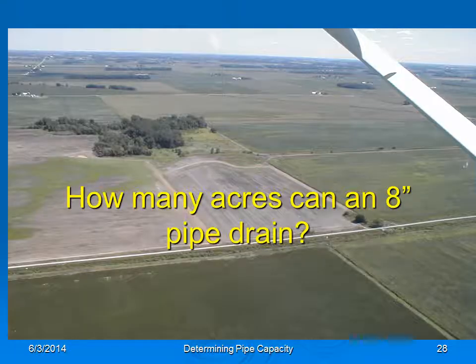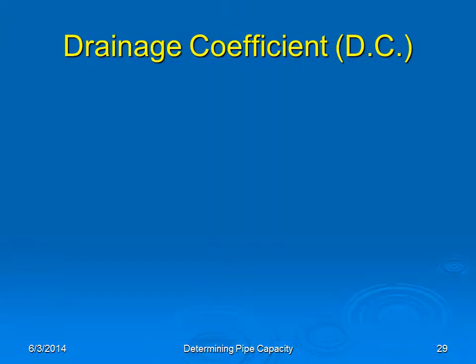So let's come back to the question, how many acres can an 8-inch pipe drain? To do this, we're going to need some additional information, like what pipe material, although I guess we've already decided we're going to use corrugated plastic pipe in our other calculations. But the main question is, how much water do we want to drain from those acres? How fast? The drainage coefficient answers the question, how much water do we want to drain and how fast?